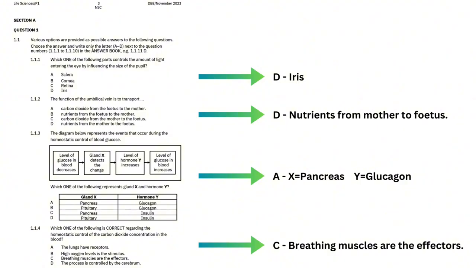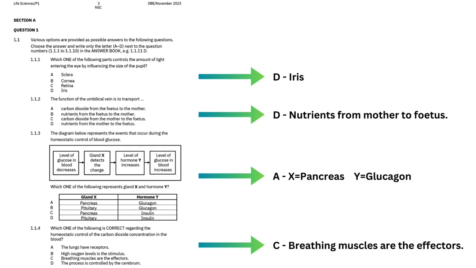1.1.11 D. So for question 1.1.1, which one of the following parts controls the amount of light entering the eye by influencing the size of the pupil? A, sclera, B, cornea, C, retina, or D, iris? The answer is D, iris.